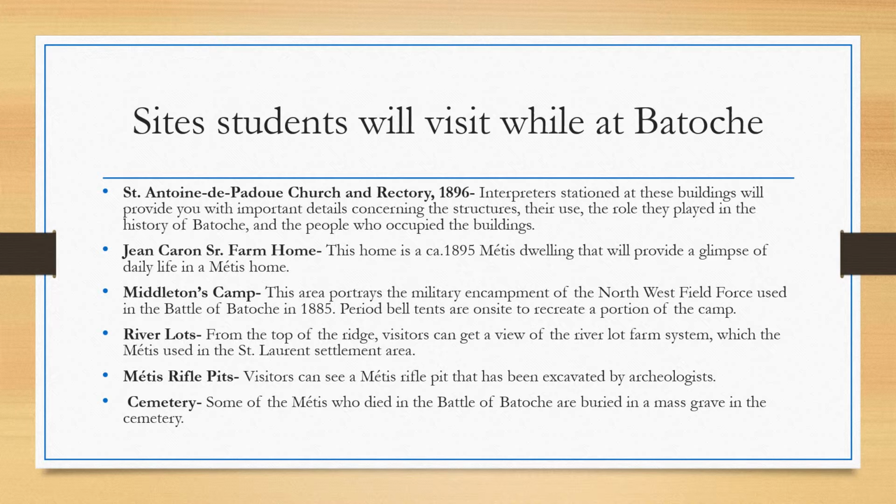We'll be looking at Red River lots, which is a complete contrast to the quarter section that we have nowadays. We'll be looking at Métis rifle pits, which will show us some of the Métis military, and we'll be looking at the cemetery, which will make it seem a little bit more real for the students because you could actually see that there were soldiers that were lost in this battle.